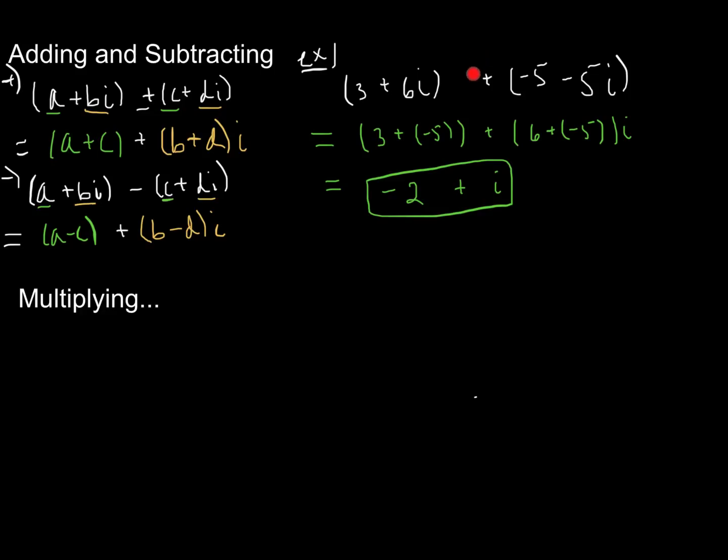Now, I encourage you to try this if it were subtraction, okay? And if you do this in your head, if you think about what would happen with subtraction, we'd have 3 minus a negative 5. Minus times a minus would be a positive, so this would in turn be 8. And then we'd have 6 minus a negative 5, which would go positive, so we'd have 6 plus 5, which would be 11. And so I'd end up with 8 plus 11i.